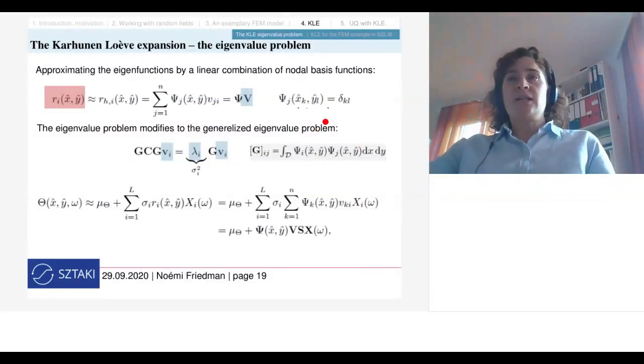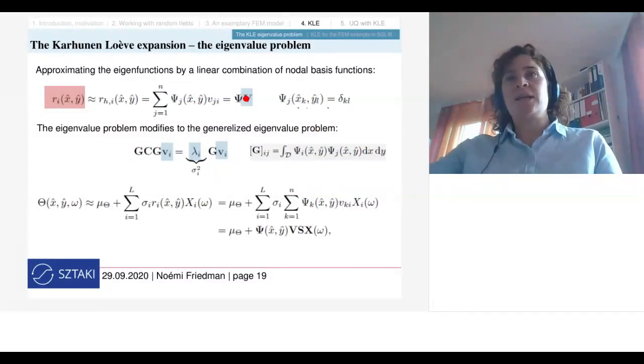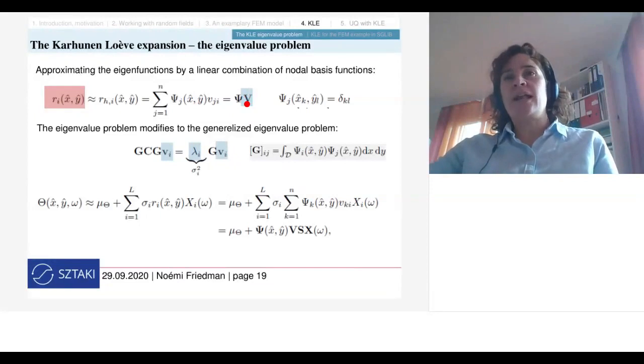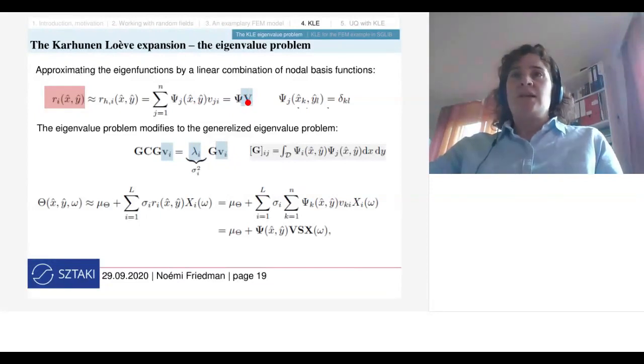So I said there are infinitely many. So this is as many nodes I have, as many spatial nodes as I decided to have. And in the horizontal, the number of columns in the untruncated KLE expansion is infinite. And in the truncated one, if I choose L eigenvalues and eigenfunctions, then I will have L columns.